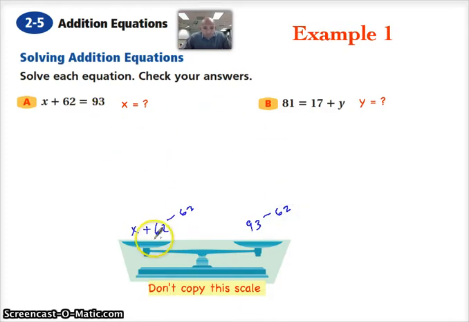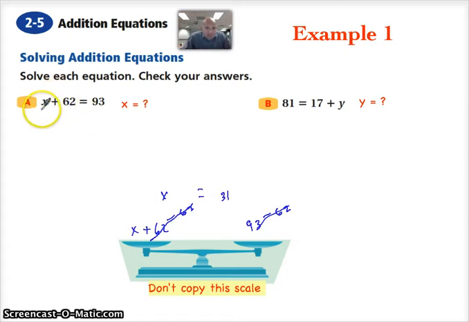So what happens is the 62s go away. 93 subtract 62, I can actually do in my head, and it's 31. All right, so x equals, in the end, 31. Now, I don't want you to copy this down, yet I want you to copy down what I do, the actual equation up here.